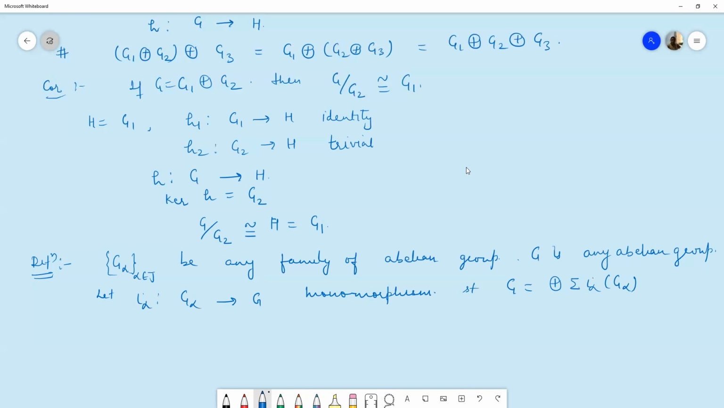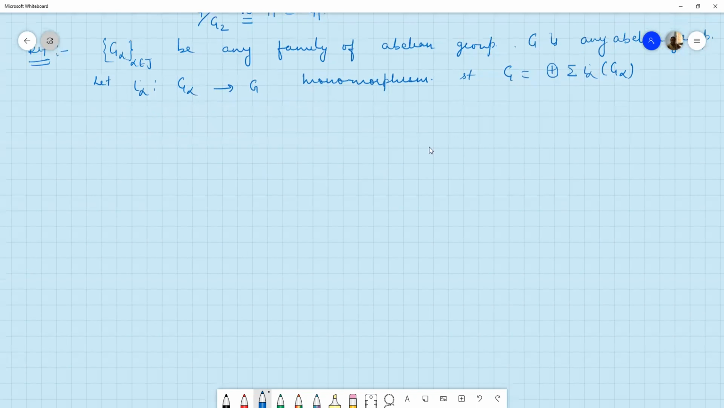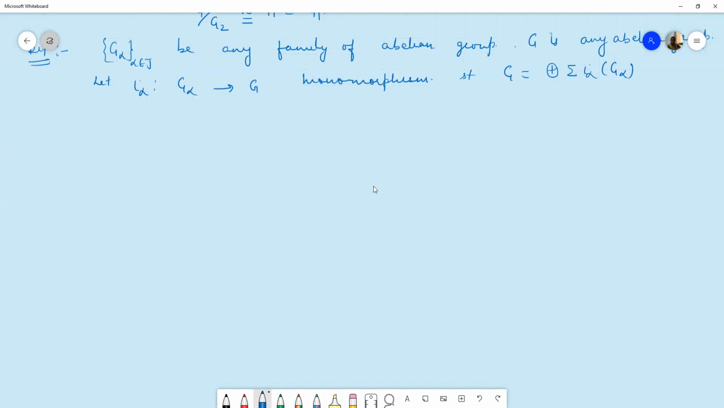Now this group G is not unique, because when we change the family of monomorphisms, the group G will be changed. So this G will not be unique, but it is unique up to isomorphism. So we have this theorem. If we have a family G alpha of abelian groups, then there exists an abelian group G and a family of monomorphisms I alpha such that G is direct sum of the groups I alpha G alpha. So for any family G alpha of given abelian groups, we can always find an external direct sum, and we can always find a family of monomorphisms I alpha from G alpha to G.